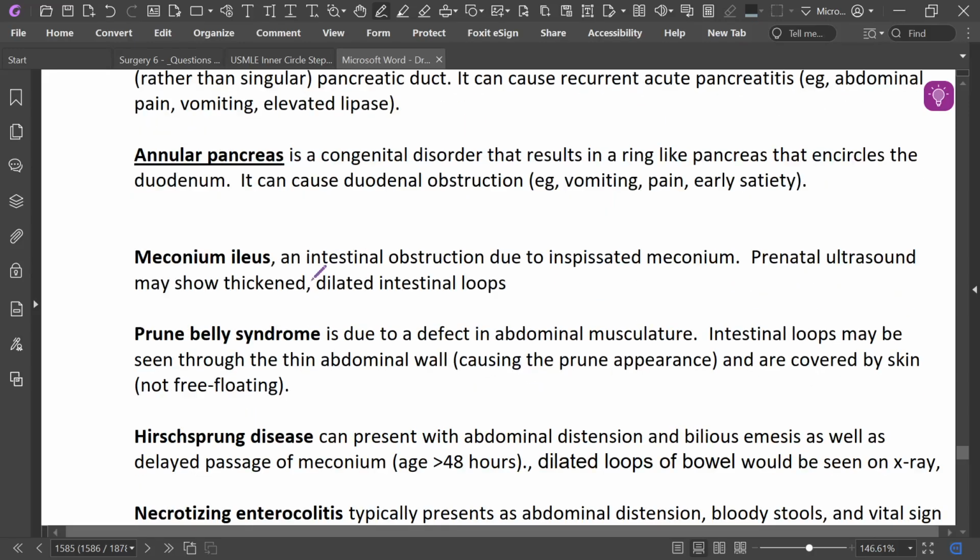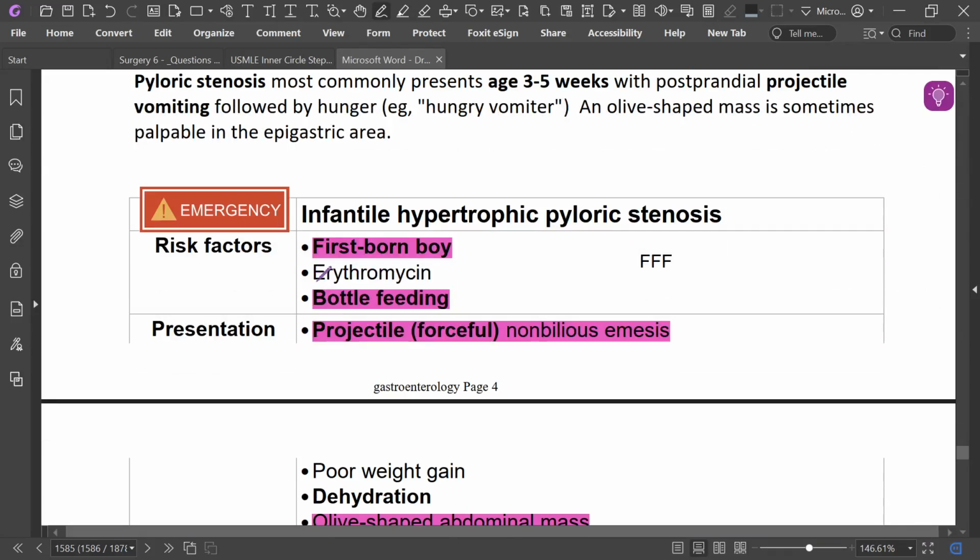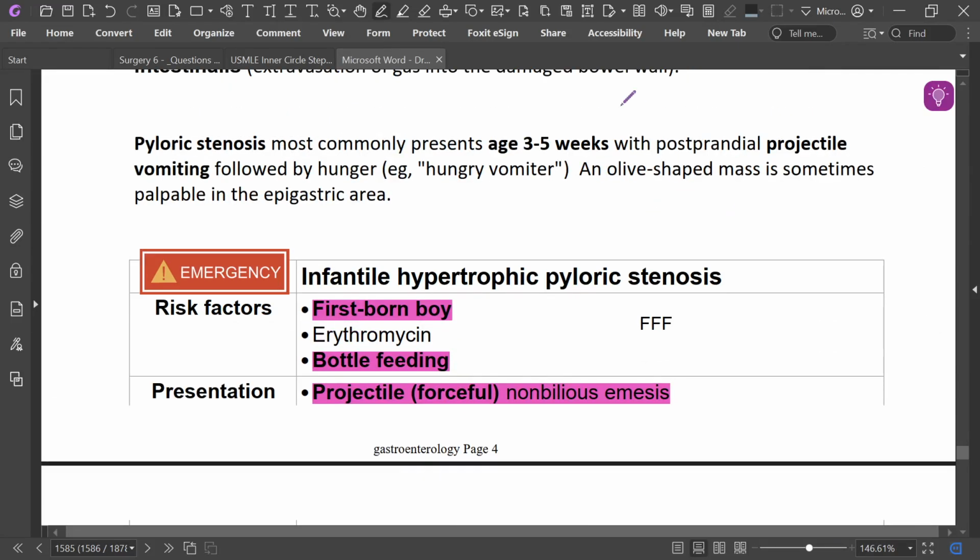Okay, before jumping into this, pyloric stenosis commonly presents at age 3 to 5 weeks. There is postprandial projectile vomiting.